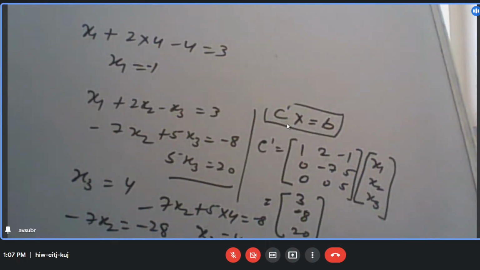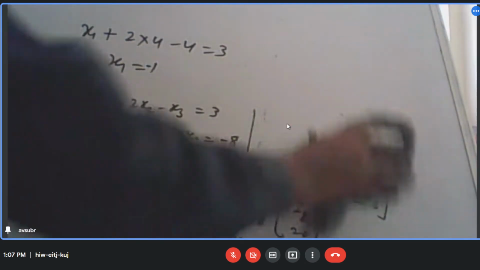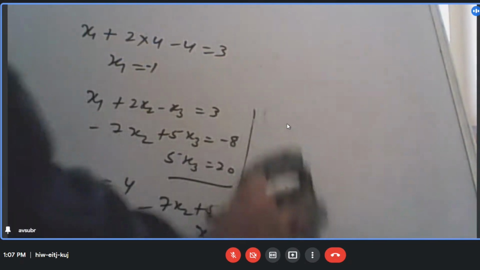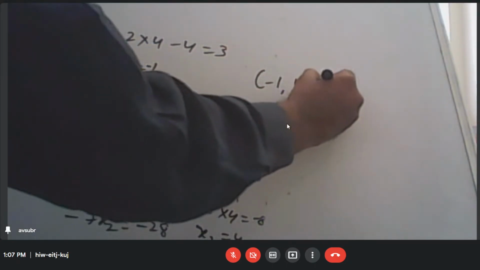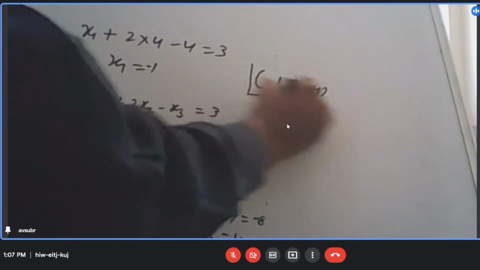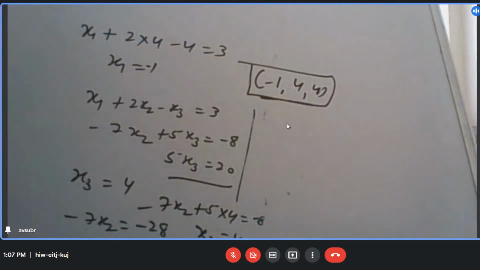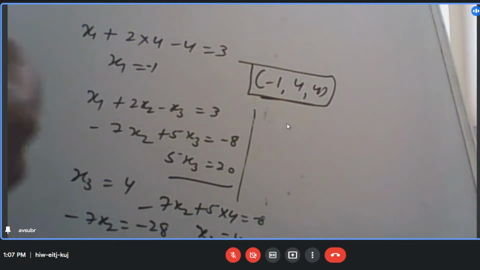So what is the solution? What is the solution of this equation? Minus 1, 4, 4. You can put back in those equations and you can see that all those equations are satisfied by this solution. And this is a unique solution. Only a single solution is available for this particular set of equations, and that is this one.